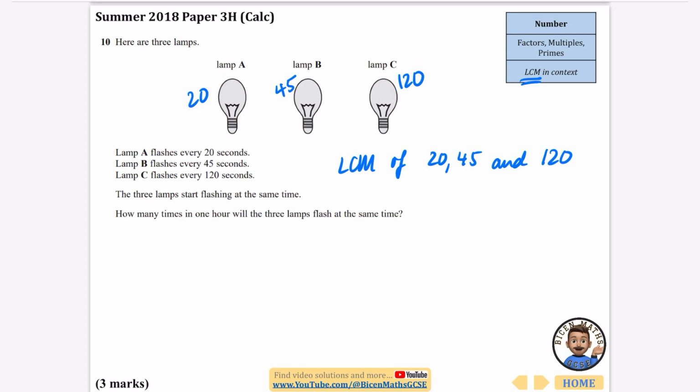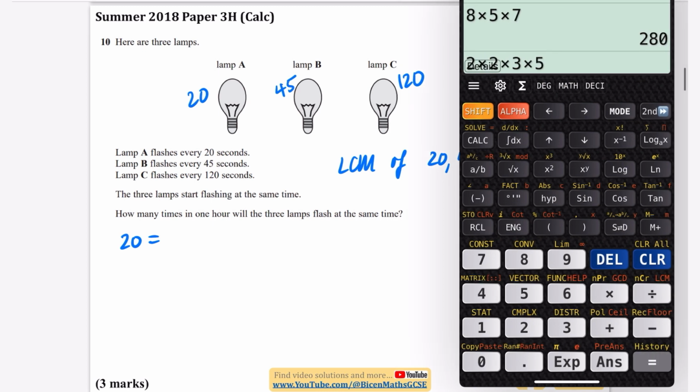Tell you what, I might just do the product of prime factors one. So I'm going to quickly do this, seeing as it's a calculator paper. I'm going to press 20 equals and then the shift fact button. So 20 is 2 squared times 5. I'll do 45. So 45 is going to be equals shift fact. It's 3 squared times 5.